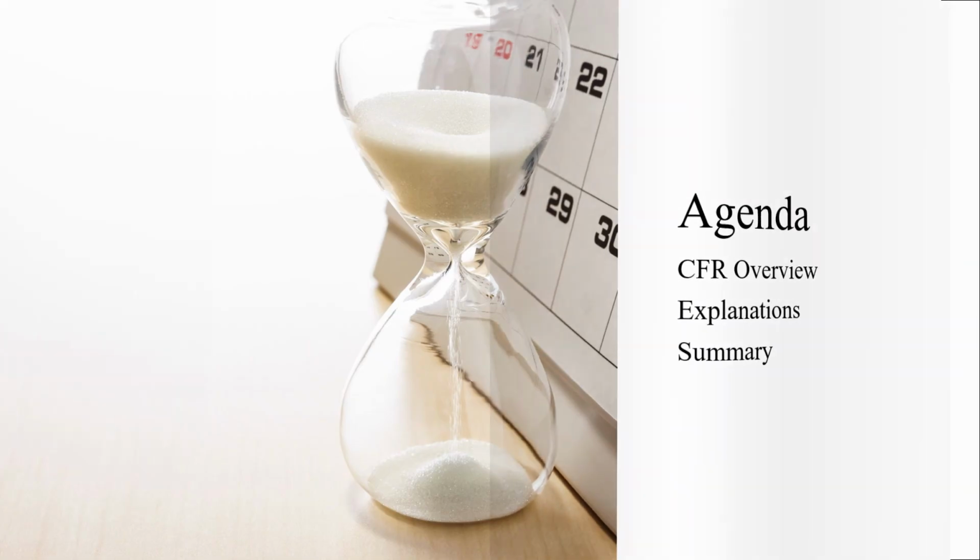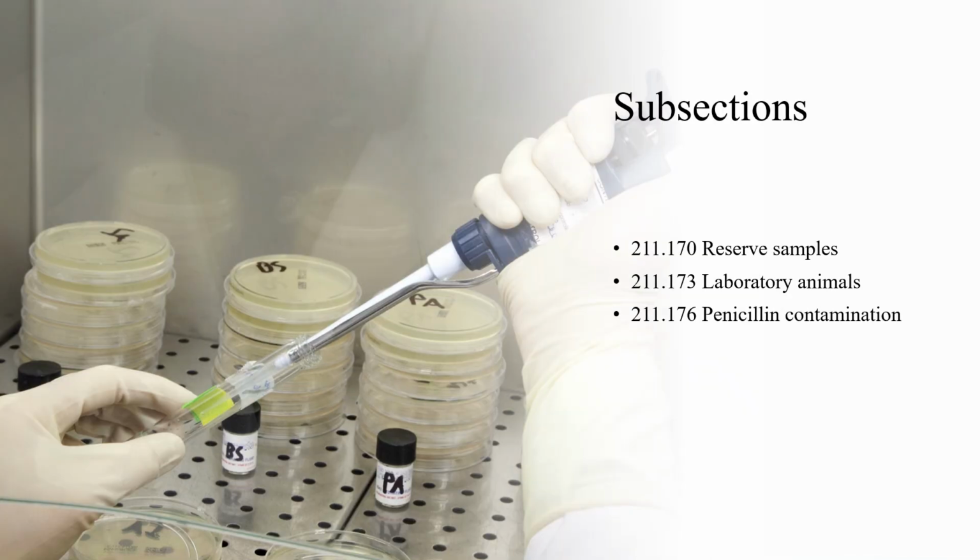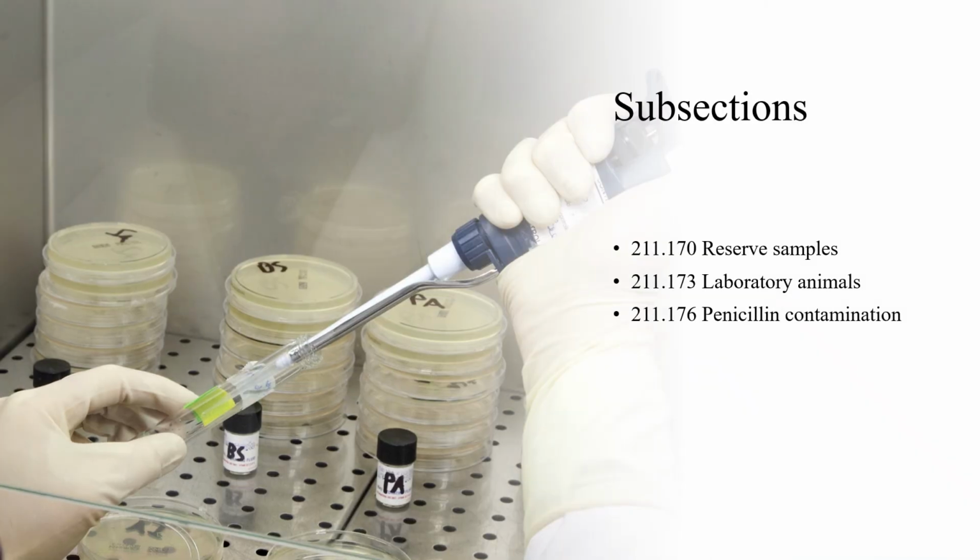patient safety. Subpart I is made up of several critical subsections. These include general laboratory requirements, testing and release for distribution, stability testing, and special testing requirements. They establish the scientific and procedural foundation of quality control testing. This subpart also addresses reserve samples, the use of laboratory animals, and strict controls to prevent penicillin contamination. These ensure traceability, safety, and contamination control throughout the product lifecycle.